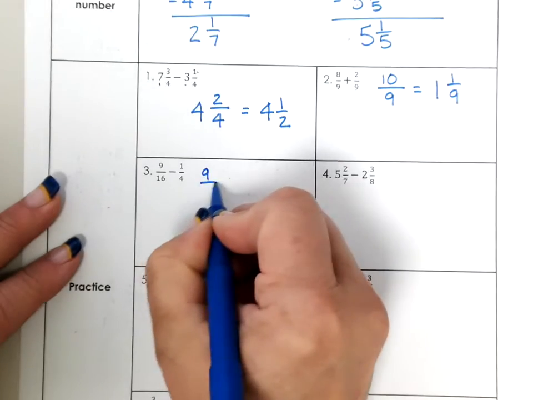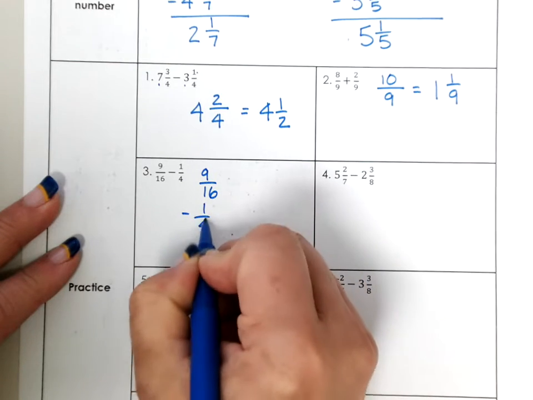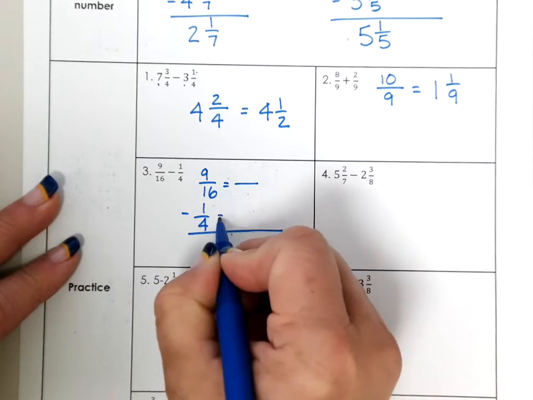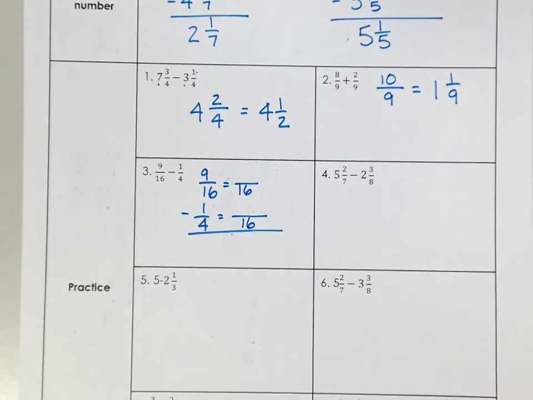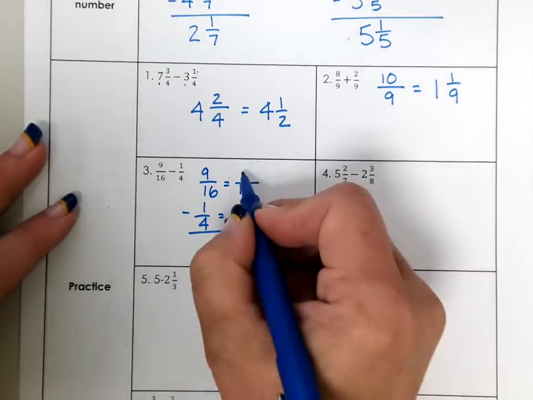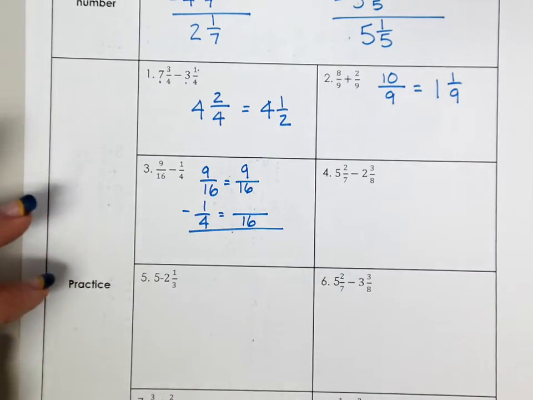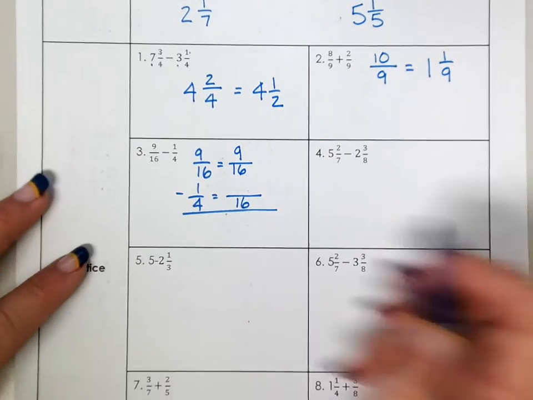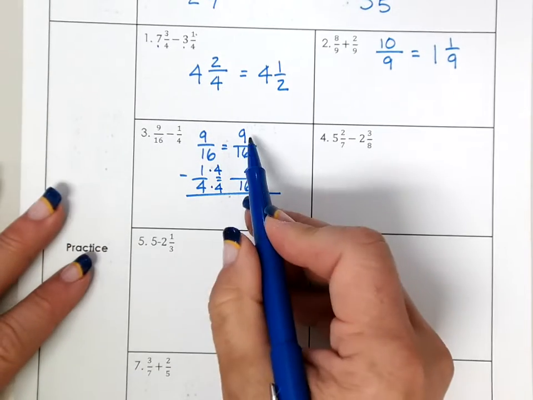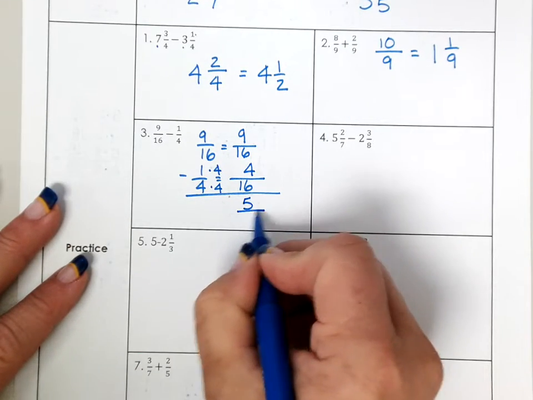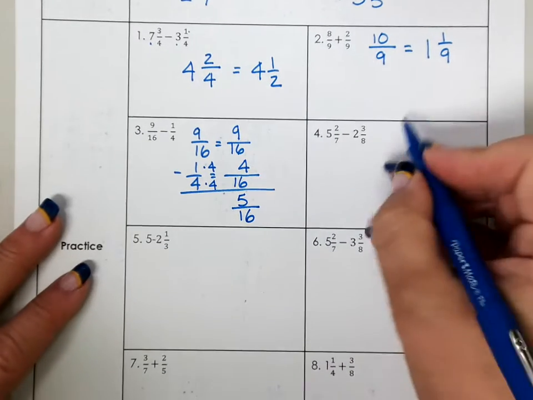All right, my 9/16 minus my 1/4, I need common denominators. 16 is the first multiple of 16, and 4 happens to go into that, so I'm going to make them 16ths. Since I didn't change the bottom number here, I don't change the top. We're going to times 4 to get 4. 9 minus 4 is 5. 16 stays the same.